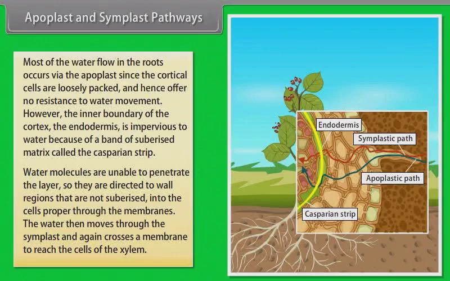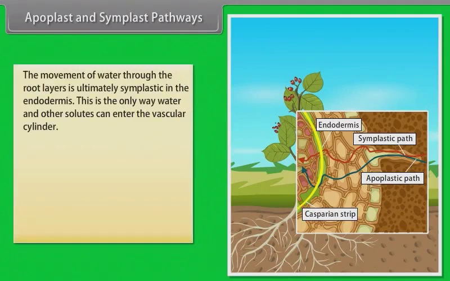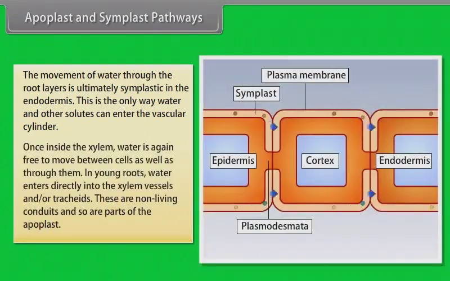The water then moves through the symplast and again crosses a membrane to reach the cells of the xylem. The movement of water through the root layer is ultimately symplastic in the endodermis. This is the only way water and other solutes can enter the vascular cylinder. Once inside the xylem, water is again free to move between cells as well as through them. In young roots, water enters directly into the xylem vessels and/or tracheids. These are non-living conduits, and so are parts of the apoplast.